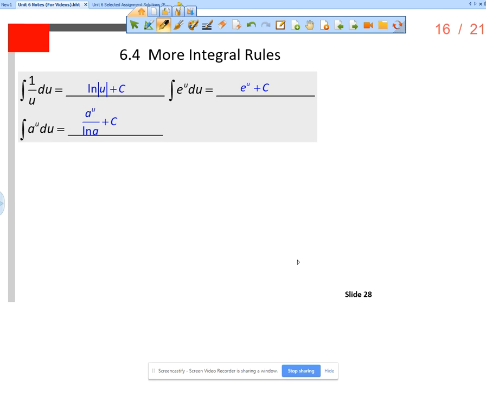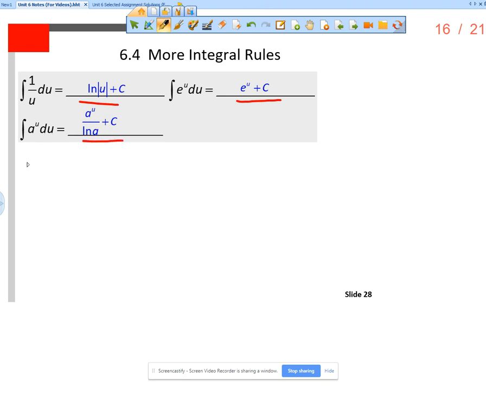This is the video for notes on slide 28 through 30 for section 6.4. All right, so we are learning some more integral rules here. You can see I have the rules here, but I want to make sure that you understand why these rules are what they are.